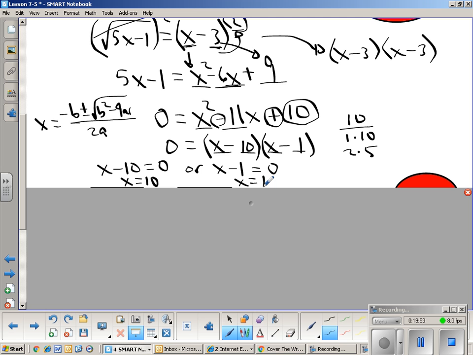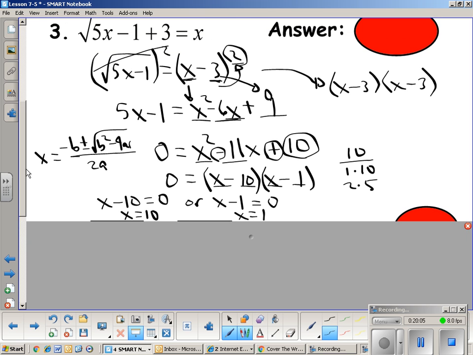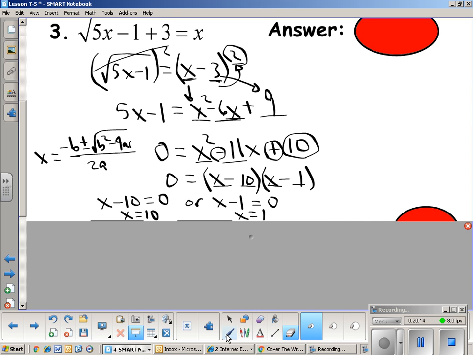All right? Now we got two nice answers. Unfortunately, it's possible one or neither of them work. Okay? So we have to test it. I'm gonna erase this over here so I have a little room to test. And so we go back to the original: square root of 5x minus 1 plus 3 equals x.